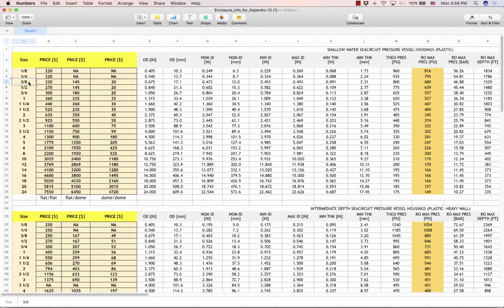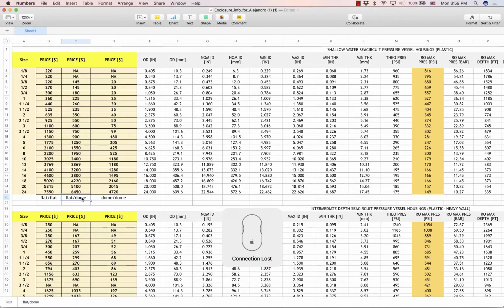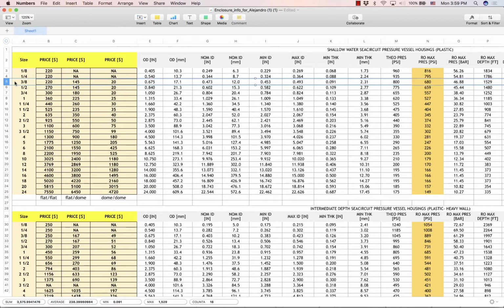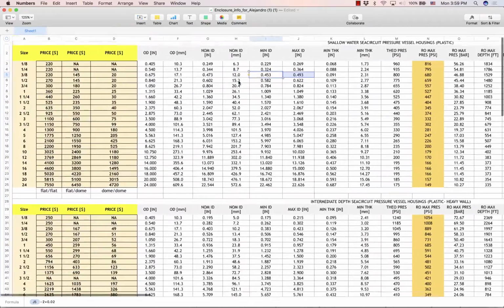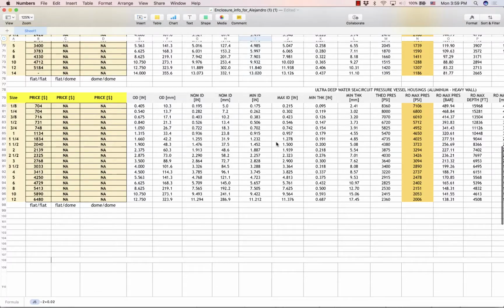So this size 3/8 is 220 with the end cap 1 flat and the end cap 2 flat. It's 145 with the end cap flat and the second one dome, and 20 with the end cap dome and the second end cap dome. But if it was 1/4, then they don't make this one and they don't make this one. The rest of the line is the characteristics. So right here it's all the different specs of the product for that size. Same thing for the second product, third product, and fourth.